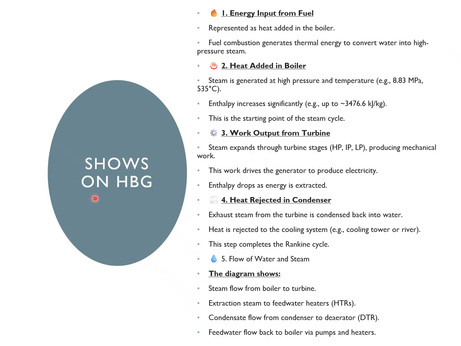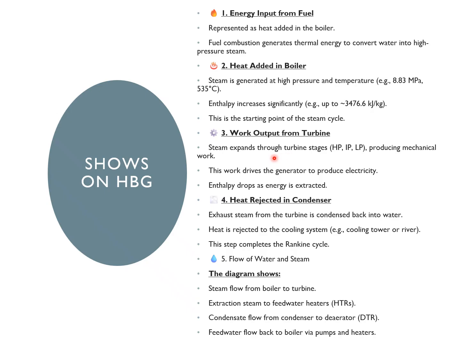So what you can see in the heat balance diagram: energy input from the fuel represents the heat added in the boiler. Fuel consumption generates thermal energy to convert water into high pressure steam. Heat at the boiler: the steam is generated at high pressure and temperature, for example 8.83 MPa, 535 degrees C, with enthalpy increasing significantly up to 3,476.6 kilojoules per kilogram. This is the starting point of the steam cycle.